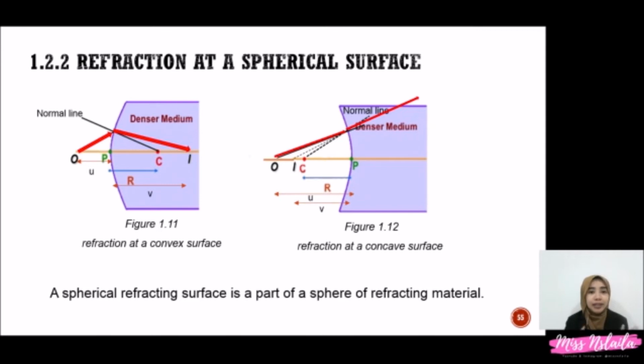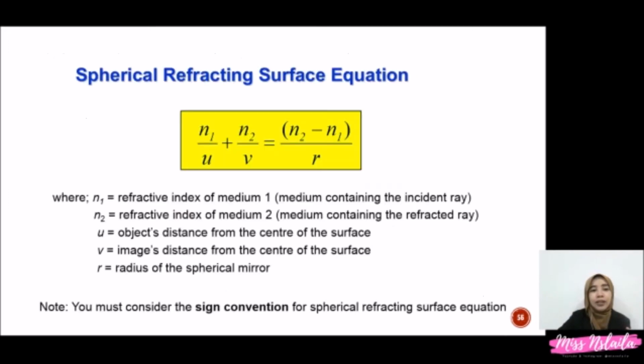Please take note that this is the refraction at a spherical surface, not on a spherical mirror or a lens, but a spherical surface. So from these two cases, we derive an equation which we call the spherical refracting surface equation: N1 over U plus N2 over V equals (N2 minus N1) divided by R. N1 is the refractive index of medium 1, or the medium that contains the incident ray. N2 is the refractive index of medium 2, or the medium that contains the refracted ray.